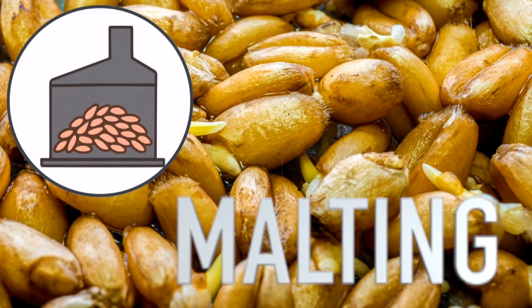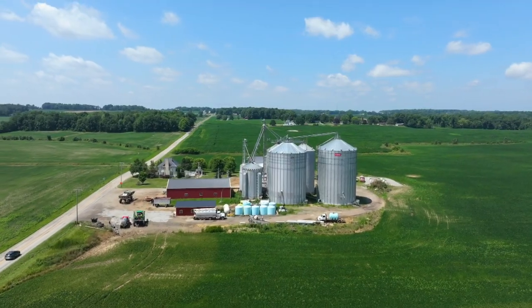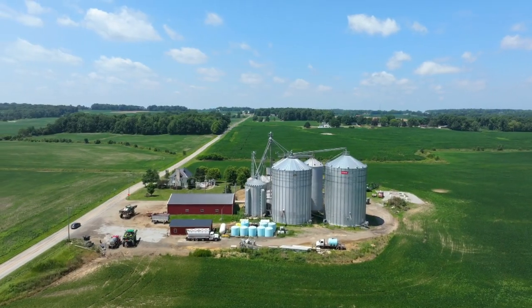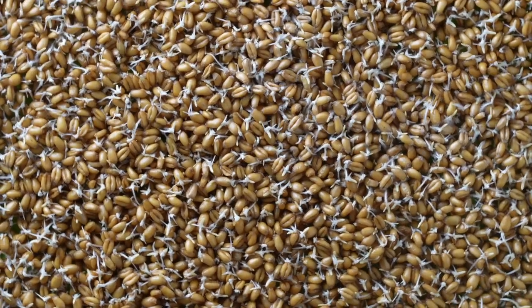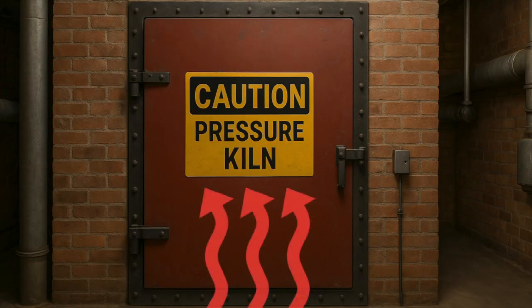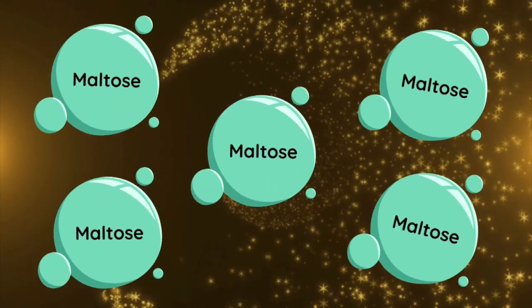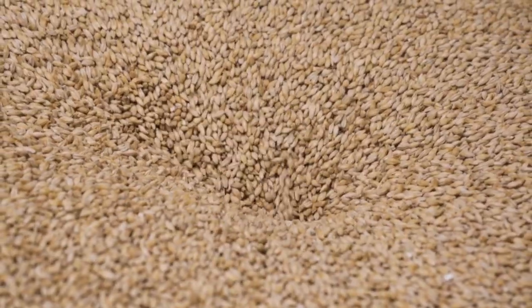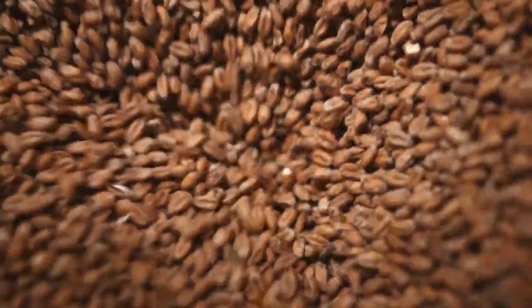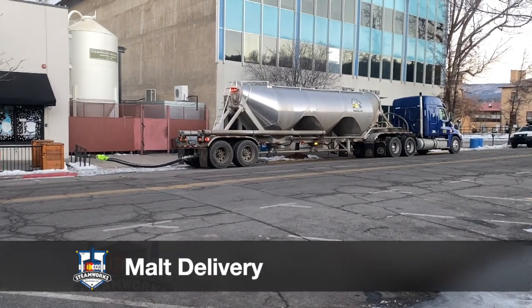Step 1. Malting. The brewing process begins with malting, which happens outside the brewery at a dedicated malt house. Here, raw barley is soaked in water, allowed to germinate, and then carefully dried in a kiln. This controlled process activates enzymes inside the grain that will later convert starches into sugars. The temperature and duration of kilning determine the malt's color and flavor, from pale, biscuit-like malt to dark, roasted varieties. When malt arrives at the brewery, it's ready to use in the brewing process.